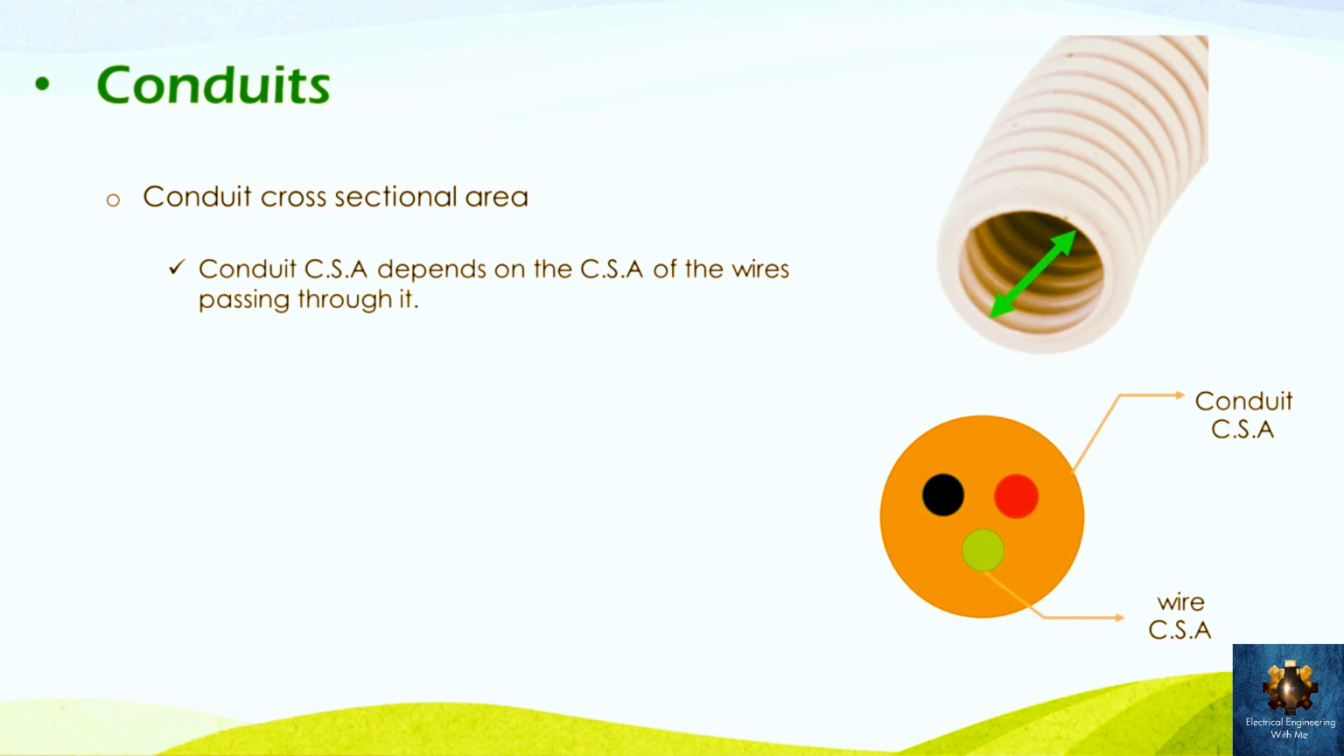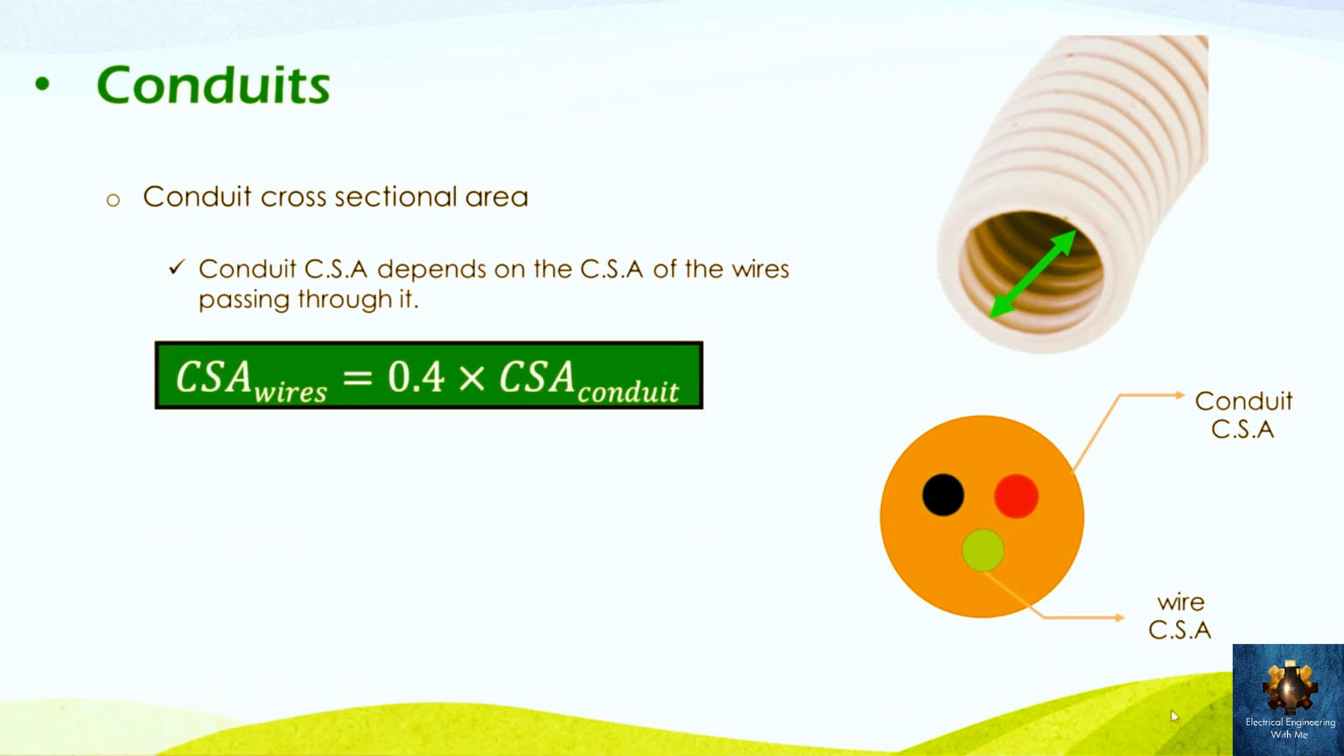So if we need to calculate the conduit cross-sectional area, we calculate firstly the wires' cross-sectional area. And the rule says that we insert the wires inside the conduit so that they occupy only 40% of the conduit cross-sectional area. So 40% of the conduit is filled with wires and 60% of the conduit is free of wires. And we allow the 60% free area of the conduit for two reasons.